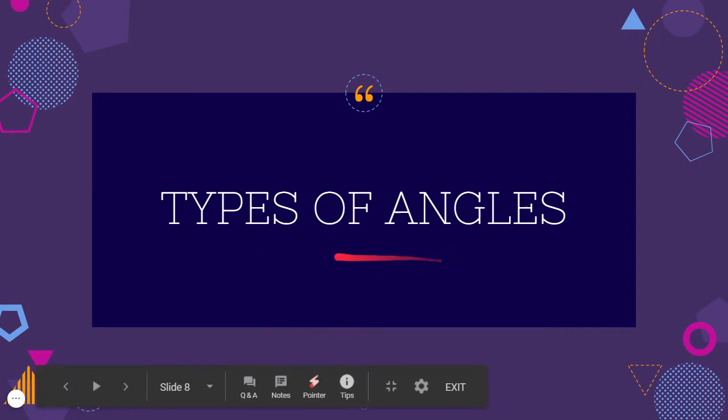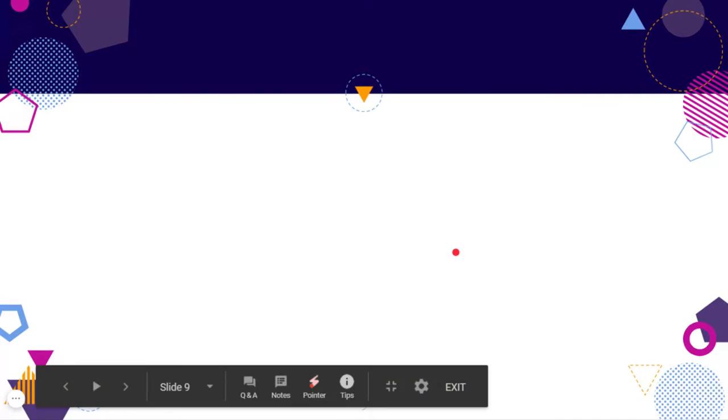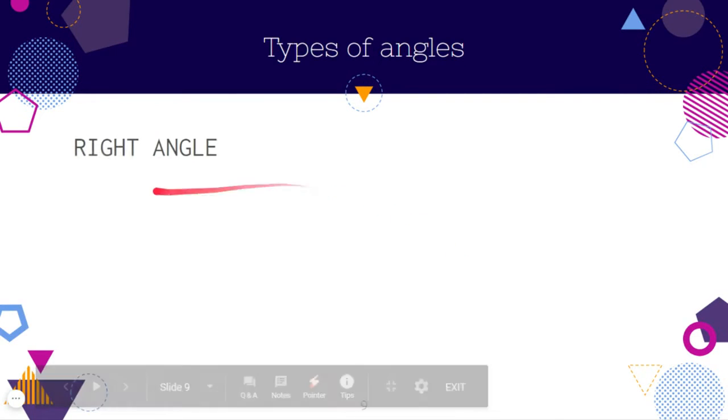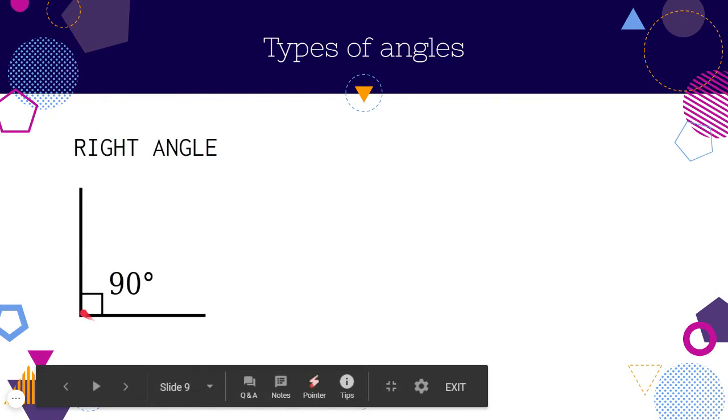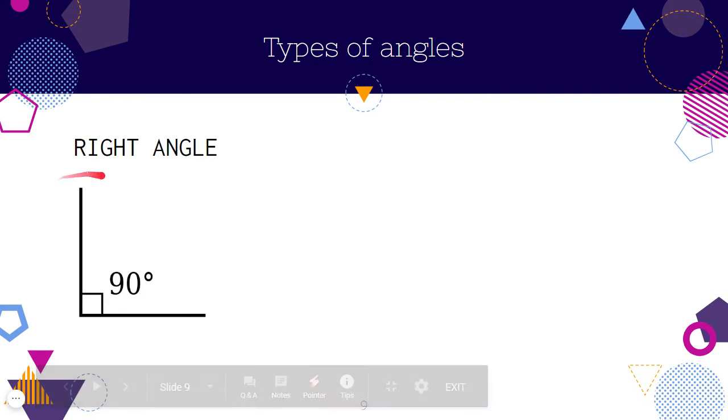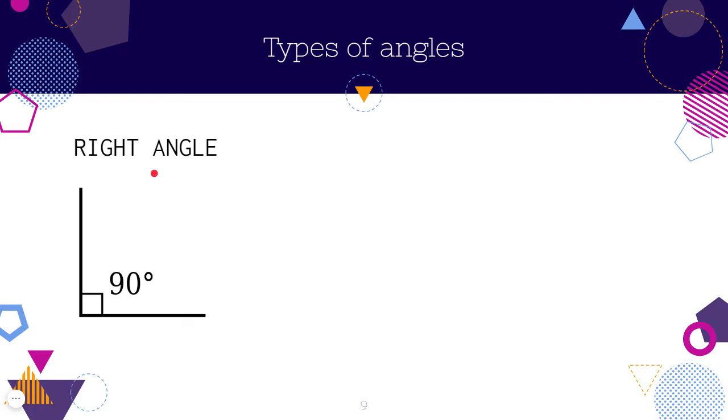Let us see the types of angles. The first type is the right angle. A right angle is going to look like this. If you use the protractor and keep the center of it over here, you will be able to measure it and find out that the total will be 90 degree. This is going to be your right angle.